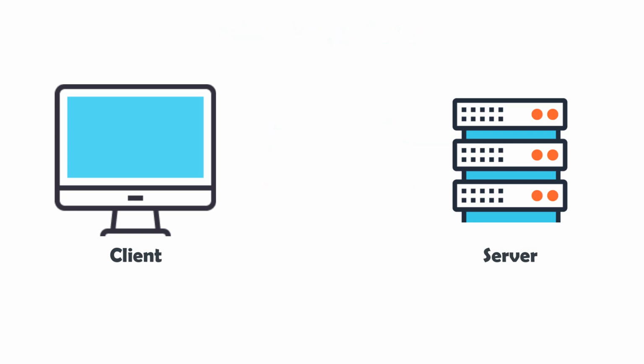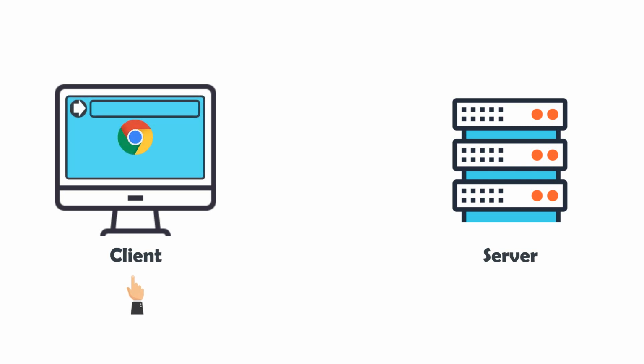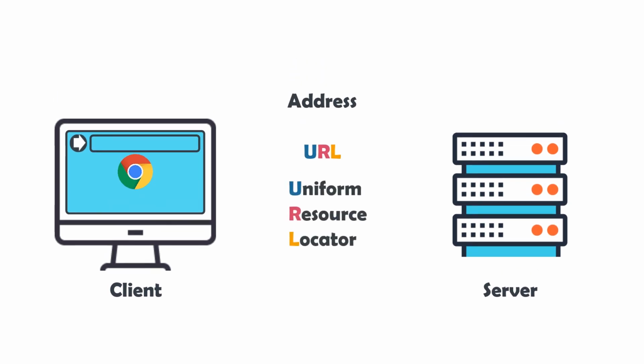Let's take a simple example to understand how the web works. I have my computer here. I have an internet browser on it. This browser is the web client. I will use the browser to connect to a server. This works on the basis of an address that you enter in the browser. The address is called a URL, or Uniform Resource Locator.